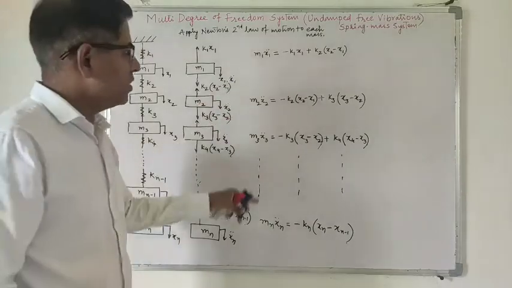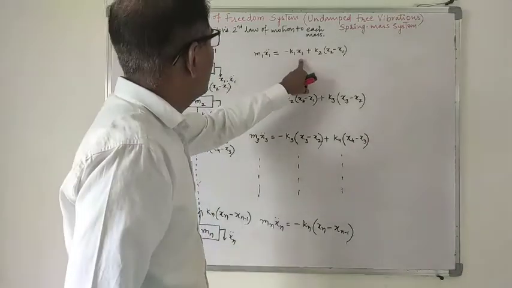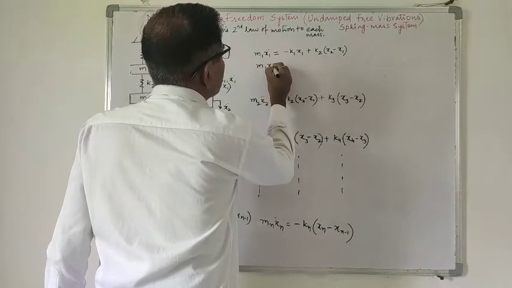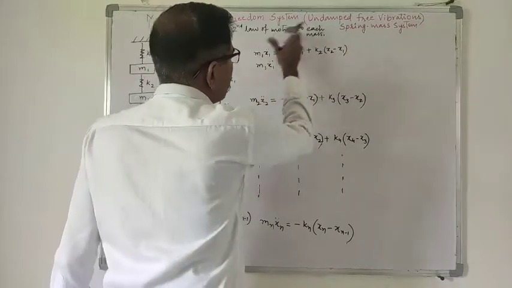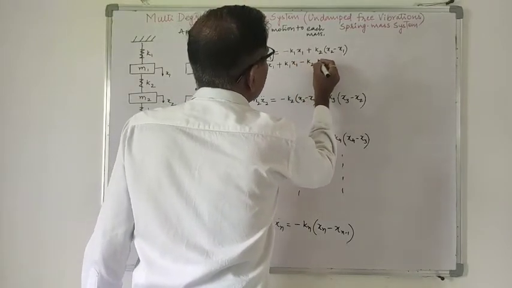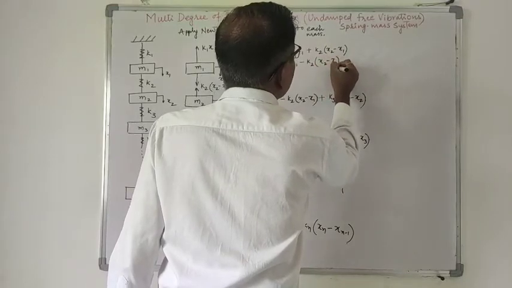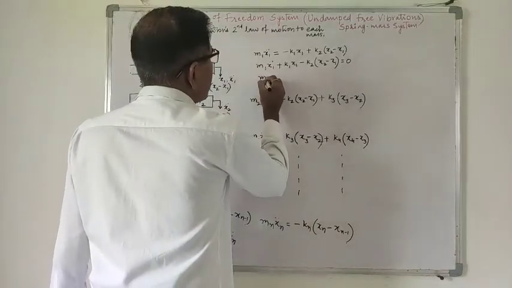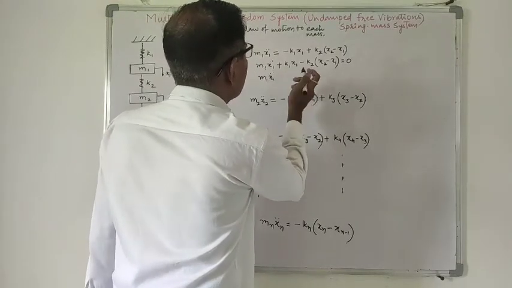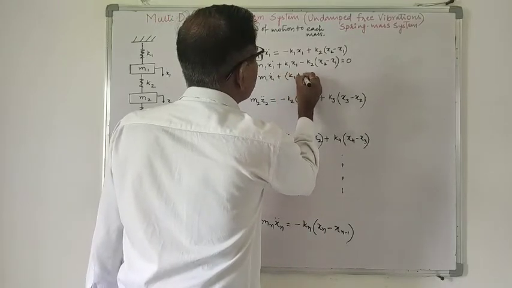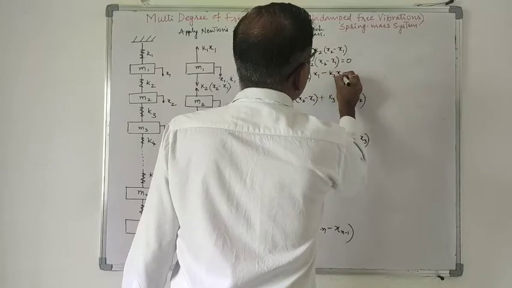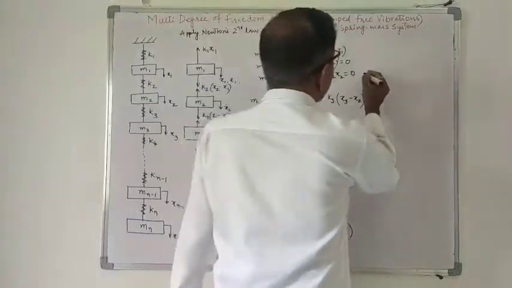Okay, so these are the equations of motion. Now what we'll do, we will rearrange these equations. So this will be m1 x1 double dot, we bring these values to this side, so this is plus k1 x1 minus k2 into (x2 minus x1) is equal to 0. Now we try to bring the x1 terms together, so this becomes m1 x1 double dot plus (k1 plus k2) into x1 minus k2 x2 is equal to 0. So this is our equation number 1.